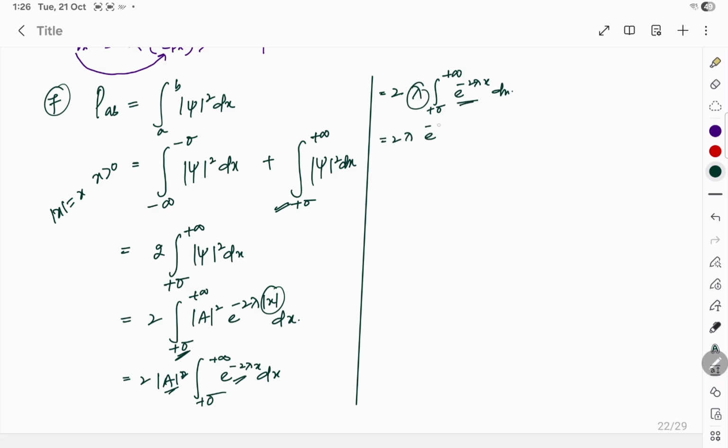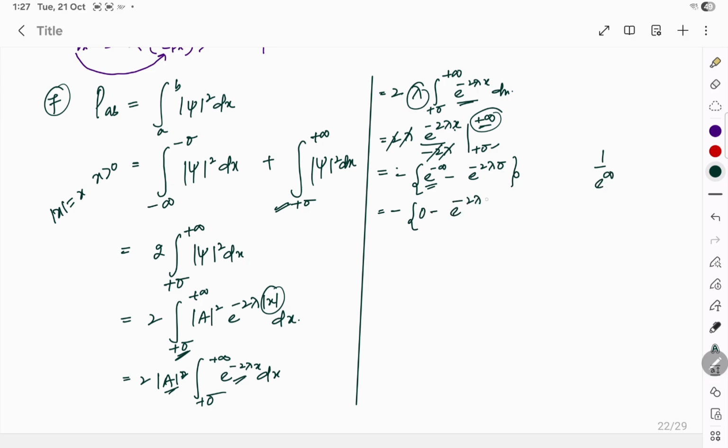The integral of this would be minus e to the power minus 2 lambda x divided by minus 2 lambda, from plus sigma to plus infinity. So the 2 will go, and the lambda too, and there remains only minus e to the power minus infinity minus e to the power minus 2 lambda sigma. I put the value of plus infinity in place of x, and I put the value of sigma in place of x, and minus is there. This is 0, because it would be 1 over e to the power infinity. So it's 0 minus e to the power minus 2 lambda sigma.